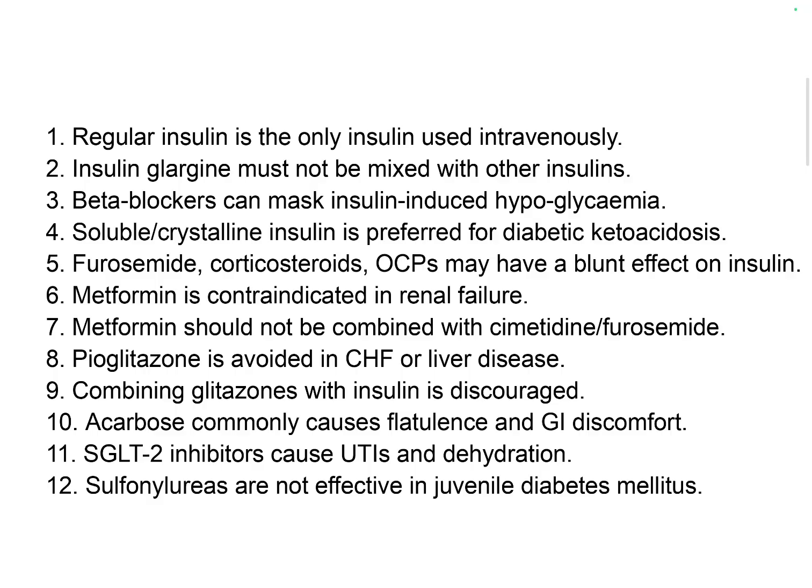Let's move to question number 3. Beta blockers can mask insulin-induced hypoglycemia. First you have to know what happens when hypoglycemia occurs. If there is an insulin overdose, which may lead to hypoglycemia, the brain senses this low glucose and triggers sympathetic discharge, that is epinephrine release. This epinephrine binds to beta-1 receptors on the heart, leading to palpitations and tachycardia, and beta-2 receptors on the skeletal muscles, leading to tremors. Also sweating, but that is acetylcholine mediated.